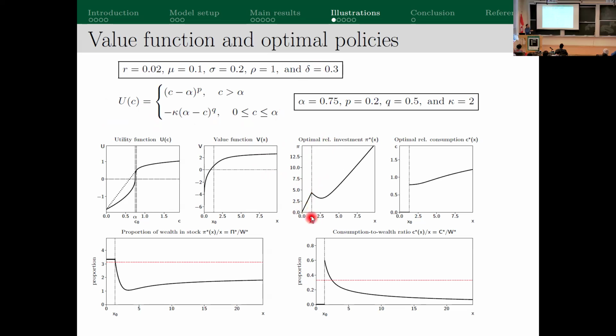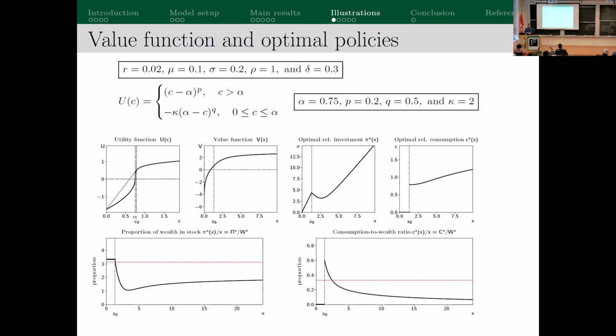So this threshold x0, below it, you're essentially going to invest a constant proportion of your wealth, linear. And then after, it's going to be nonlinear. Now, you see this drop. It has a meaning. I will get back to it later. This is your optimal consumption policy. Before x0, you consume nothing. After x0, you start consuming at least alpha, which is expected from an SJB utility type of thing.